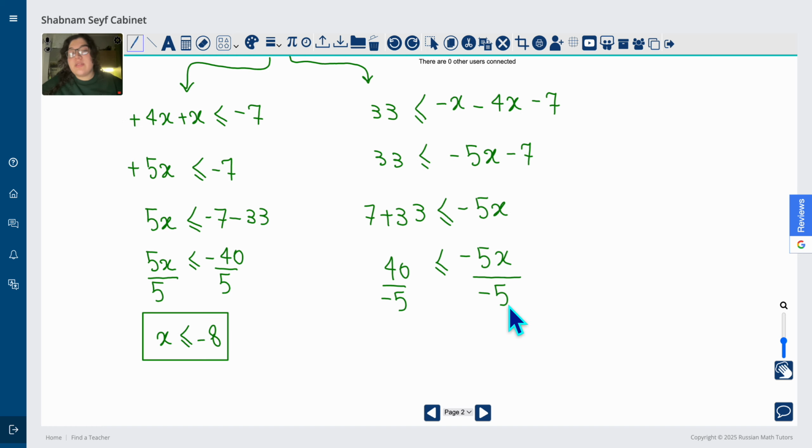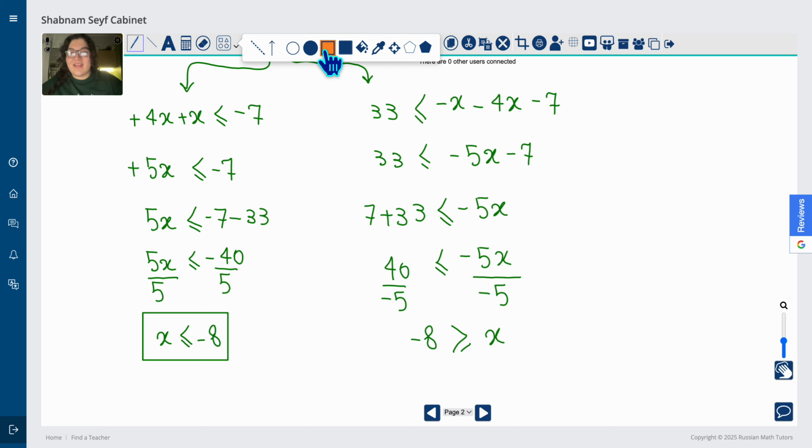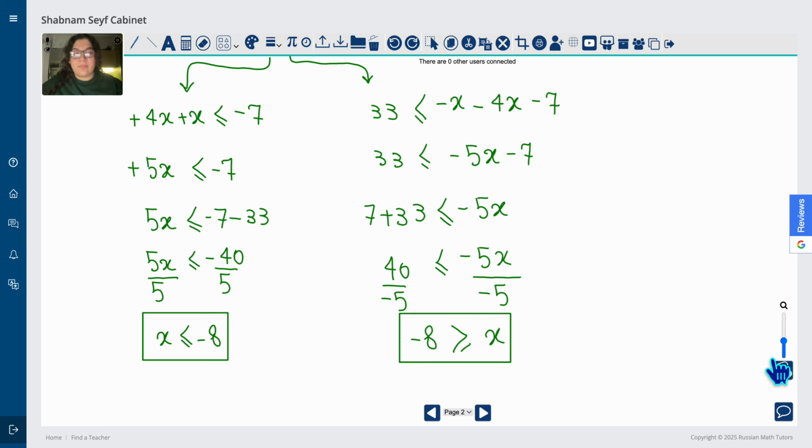Now, since I am dividing by a negative number this time, I have to remember that that's going to flip the sign. On the right side, I'm going to have only an x left. The sign is going to be flipped. 40 divided by negative 5 is negative 8, sorry. Let's read the answer. X is smaller than or equal to negative 8.